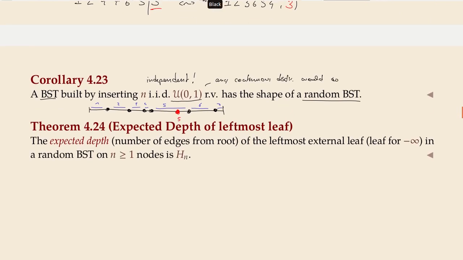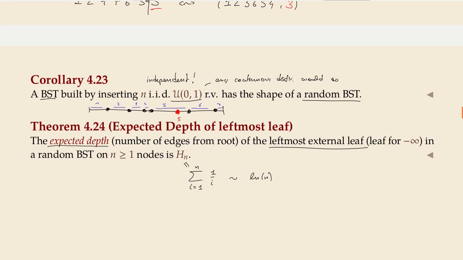Now for the first result on the typical behavior of these randomized BSTs, we'll look at the first example here, which is the following theorem. The expected depth, so the expected number of edges on the path from the root to that leaf, which is here, the expected depth of the leftmost external leaf in a random BST is given by the nth harmonic number. You might recall that this is just given by the sum, which is asymptotic to ln n, as you might know. So that means the leftmost external leaf has logarithmic expected depth in the tree.